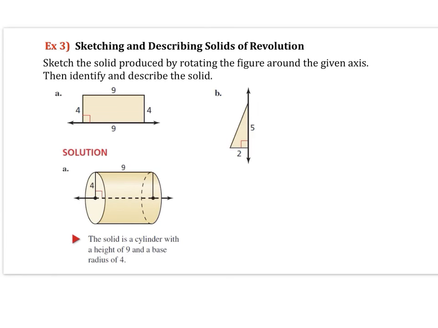All right, and then example B looks like a triangle attached to our axis of revolution with a height of 5 and a length of 2. If we were to rotate the shape around the axis of revolution, what kind of solid would we form? The solid would most definitely be a cone. The cone's height would have a length of 5, and the base would have a radius of 2.